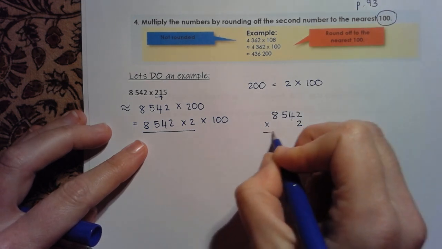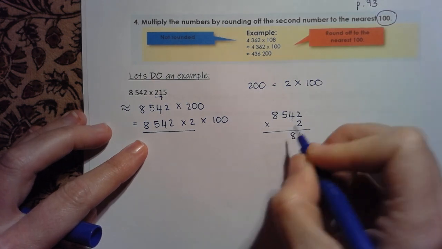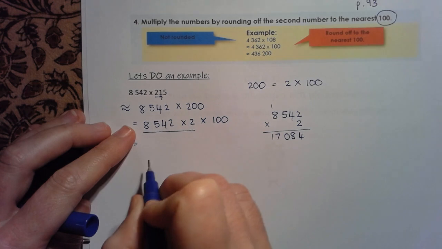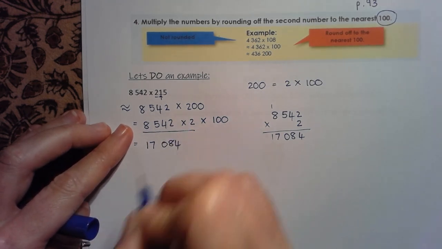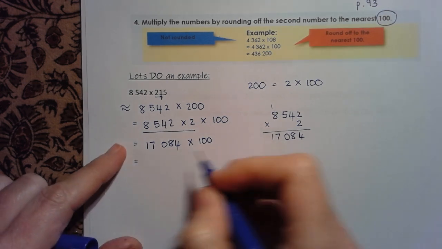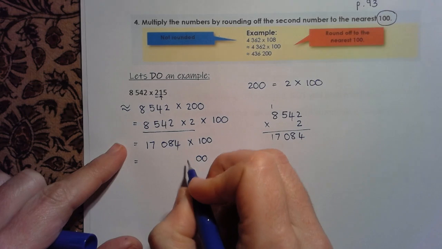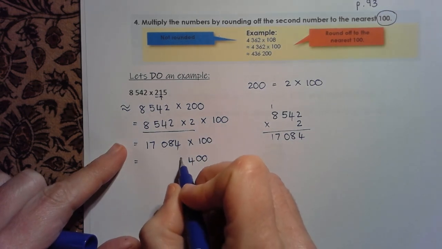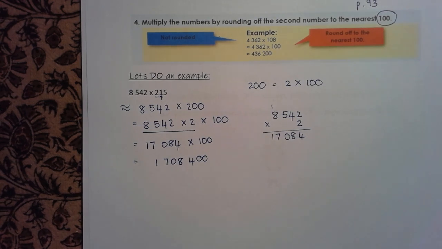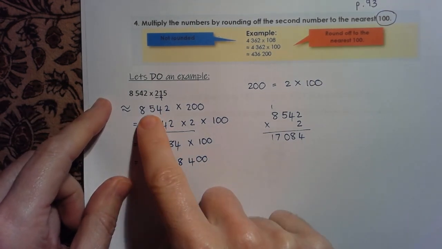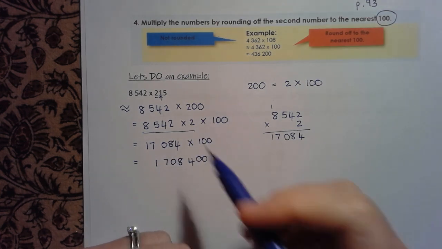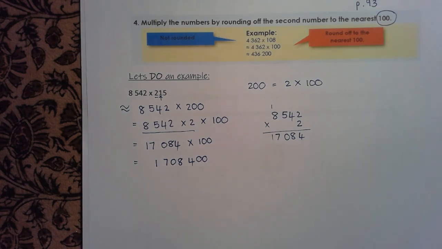8,542 times 2. So 2 times 2 is 4, 4 times 2 is 8, 5 times 2 is 10, 1 goes over, 8 times 2 is 16, plus the 1 is 17. So this part of the sum equals 17,084 hundred-less. And then I still need to multiply with that 100. So the 2 zeros will be added on at the back. So right from the back to the front, 1, 2 zeros, then the 4 is the next digit. Leave a space open for the thousands now. 807, and then space open for the millions. 1,708,400. So what did we do here? The first number remained the same. The second number was rounded off to the nearest 100, and then we just broke it up so that we can multiply easily. So we multiplied with 2 and then with 100, and then we found our final answer.